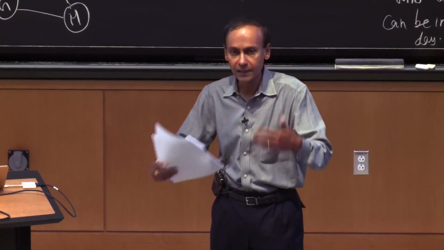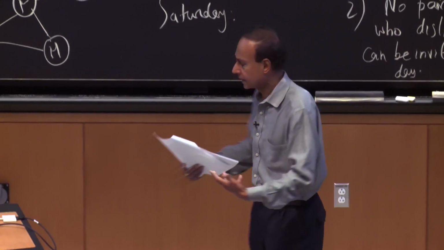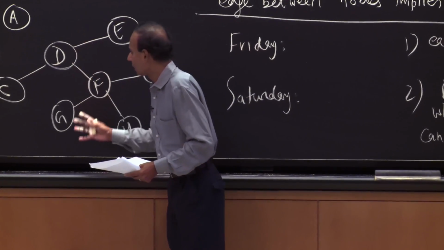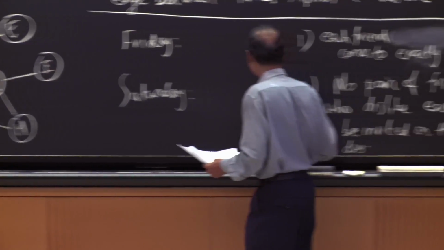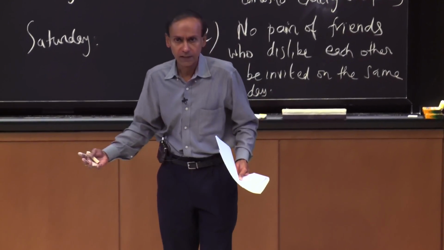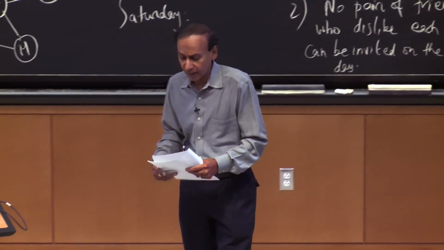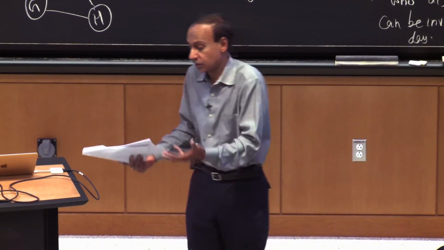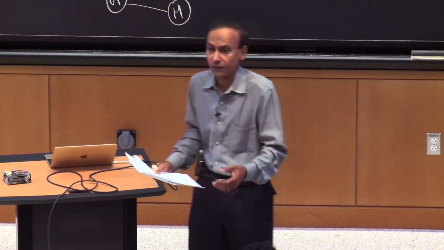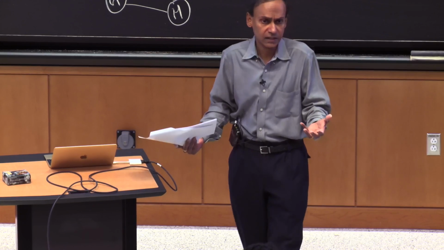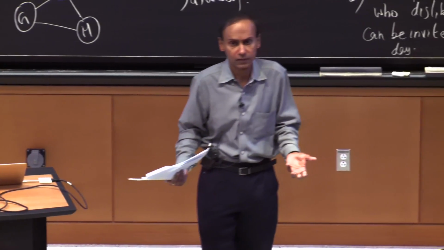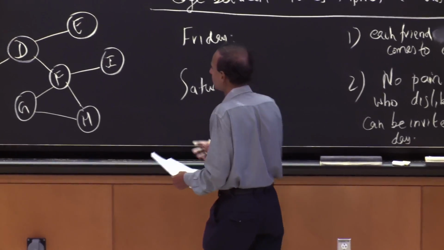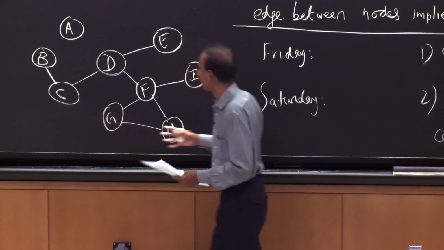And so you can imagine that you would not necessarily be able to satisfy these two constraints for all graphs, right? And so that's really the essence of the puzzle. For what kind of graphs, and it turns out they're a fairly famous kind of graph, does this puzzle have a solution, right?